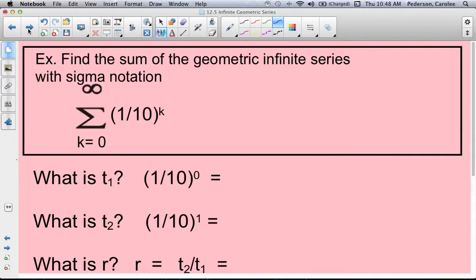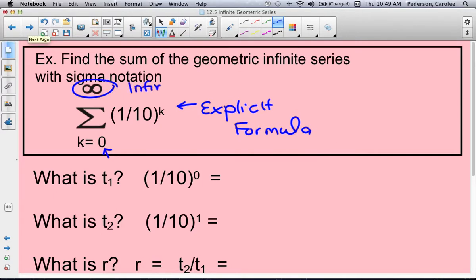Let's just do one more of these. Find the sum of this geometric series. Now it's in sigma notation. So our first term is where we're going to start substituting into the explicit formula. And then this notation represents it goes on forever. So we're going to find the first term. We're going to substitute 0 in for k, because this is our explicit formula. So 1/10 to the 0 power is 1.